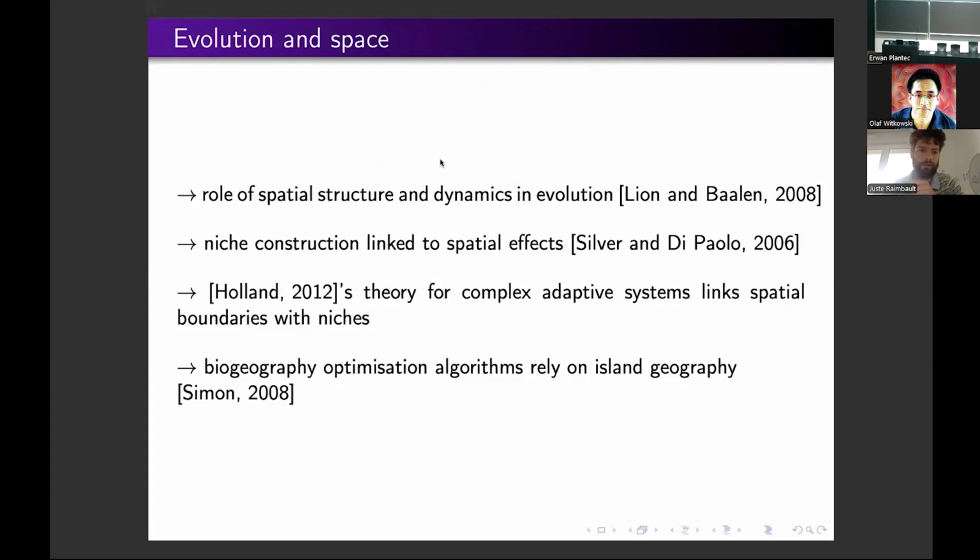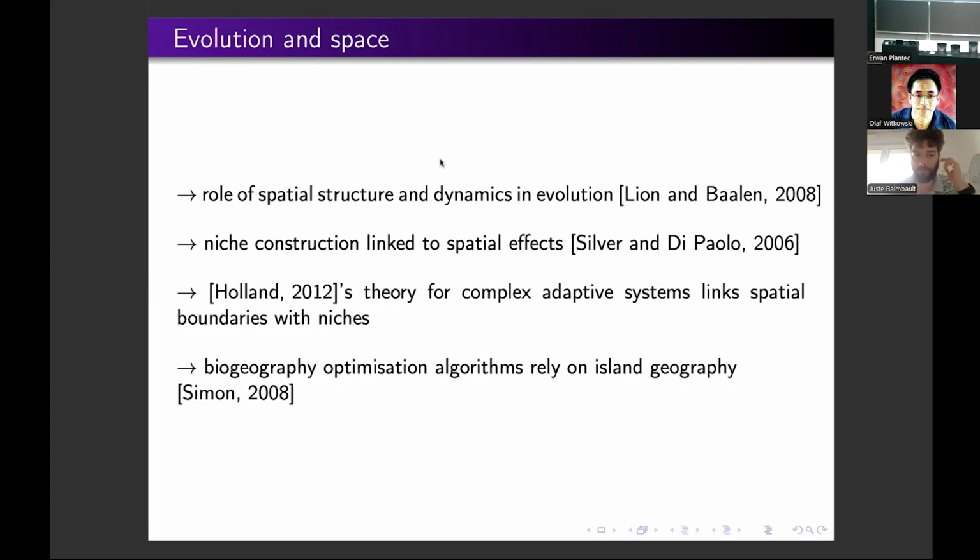So just to put it into a broader context of evolution and the role of space in evolution, it's quite well known that both spatial structure, so how the species, for example, are distributed in space, but also spatial dynamics, diffusion, and so on, play an important role in evolution. If you think of the islands of Darwin, when he observed two different species of birds, then it's some kind of spatial structure. If you have a spatial segregation, it will induce some evolutionary differences.